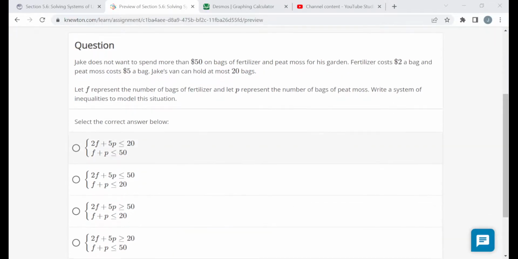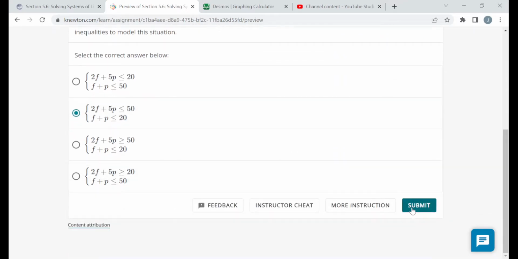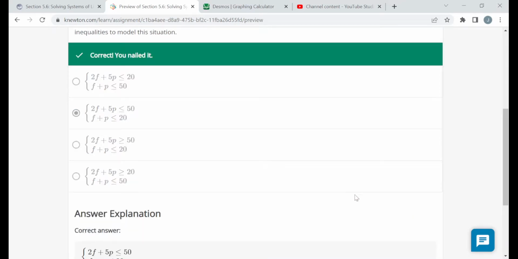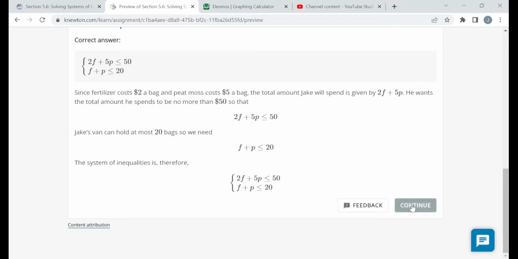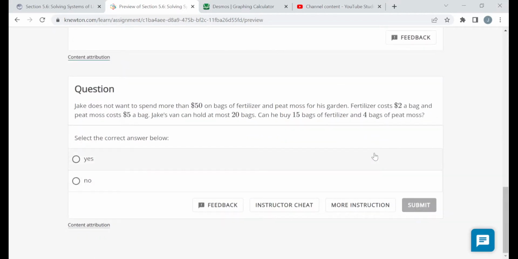And that would be this one here. 2F plus 5P is less than or equal to 50. That was the cost. And then F plus P must be less than or equal to 20, because his van can hold at most 20 bags. Great. And then I think they'll probably, after I continue here, have us solve the thing, or have us ask if a certain value is a solution.